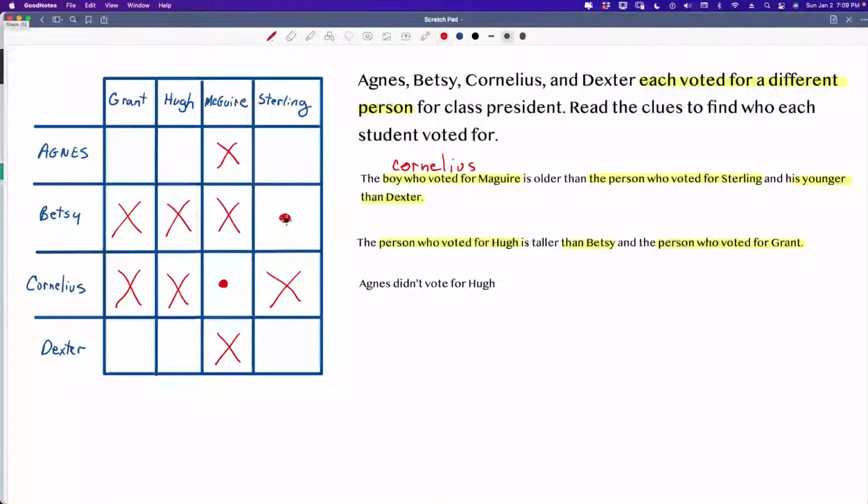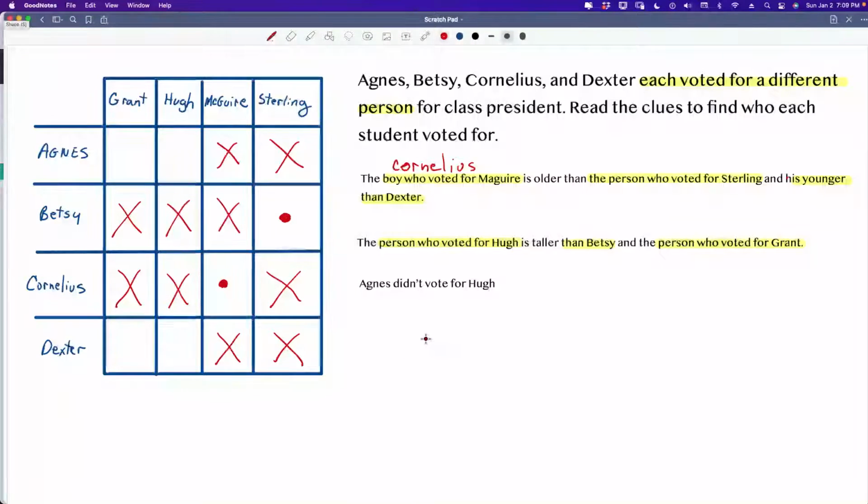And because she voted for Sterling, nobody else voted for Sterling either. So we cross out those options. Once you get a circle or a dot that says this is the true statement, all others are false. Everything in the row and everything in the column can be marked off. So now we have that Agnes either voted for Grant or Hugh, or Dexter either voted for Grant or Hugh.